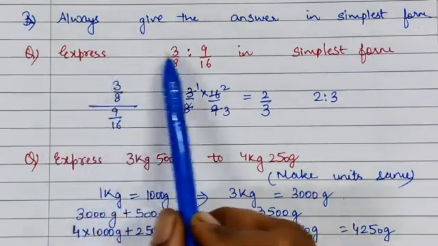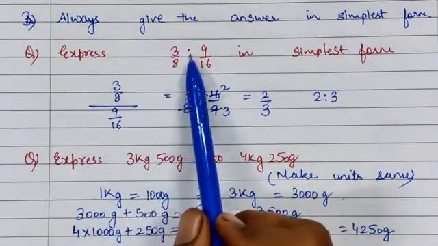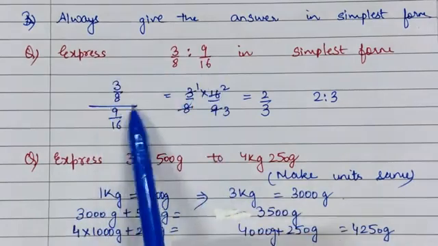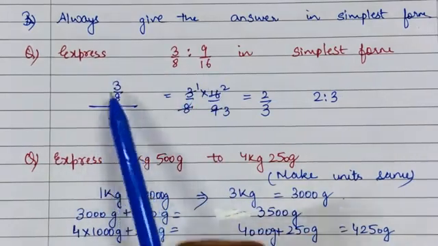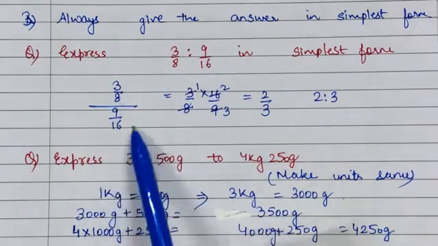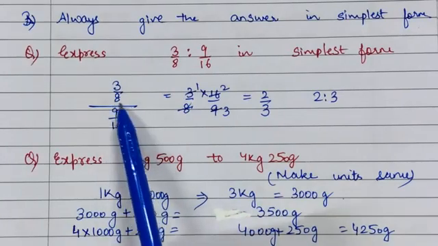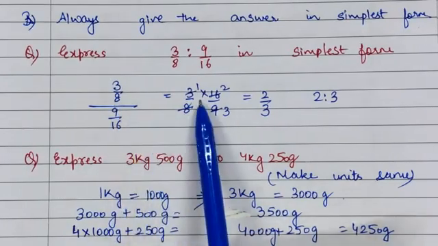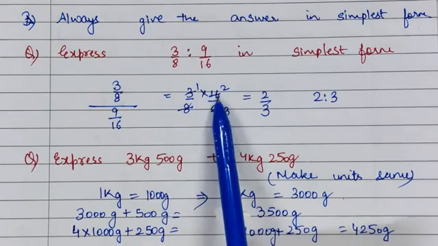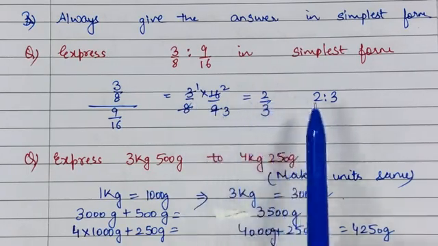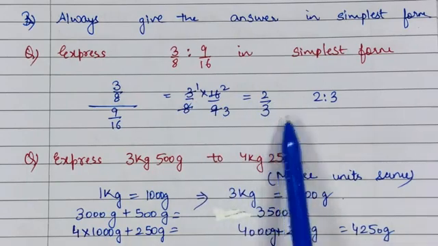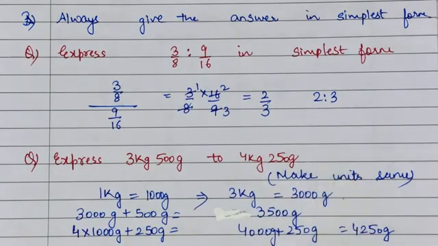Now we have to express 3 upon 8 ratio 9 upon 16 in simplest form. Now this is in fraction, this is also in fraction. When the denominator goes to the numerator, it gets reciprocal. Now on doing the cancellation, we get 2 upon 3, that is 2 is to 3.